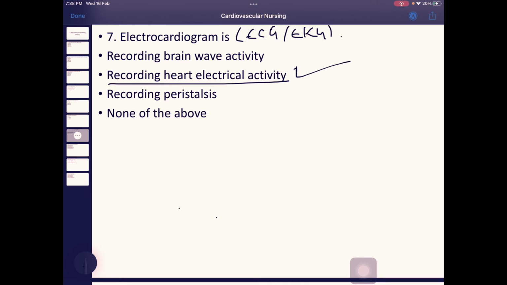And the test which is used to check or monitor brainwave activity is called EEG, the electroencephalogram.